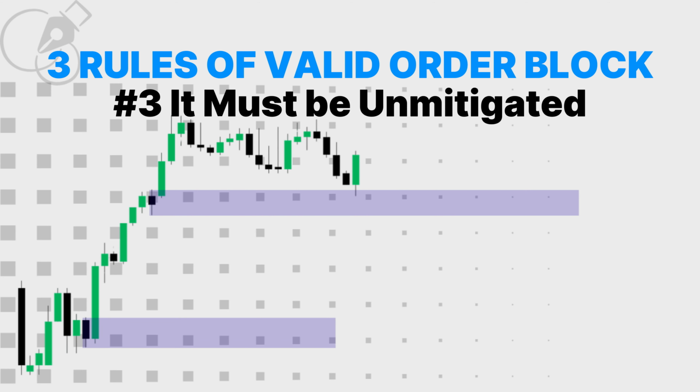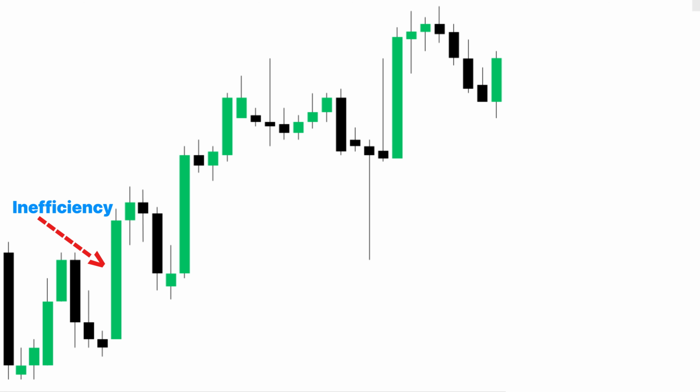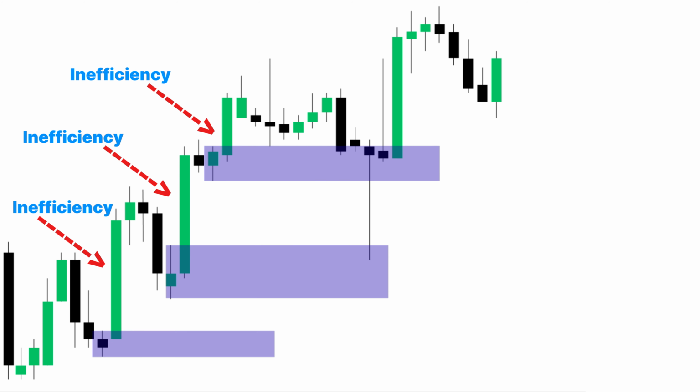Third, the order block must remain unmitigated. Order blocks function as single-use zones, meaning we only look for trade entries on the first price tap into the zone. On the Euro-Dollar 15-minute chart, we can clearly identify several order blocks by locating strong inefficiencies that led to breaks of structure or character changes. Each of these zones qualifies as a valid order block based on our rules.